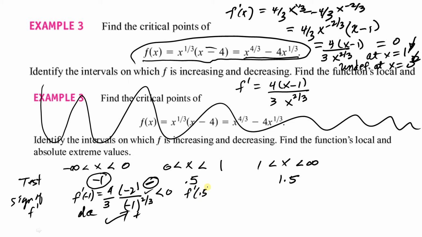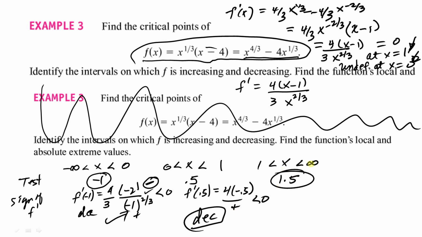Now plug in f prime at 0.5, and you can see we're going to get 4 times minus a half divided by a positive number at the bottom when we plug in 0.5, and so it is again less than 0, so the function is still decreasing. Then finally, when you plug in 1.5, you're going to get 4 times 0.5 divided by 3 times 1.5 to the 2/3. That's going to be obviously positive, so it's going to be increasing.